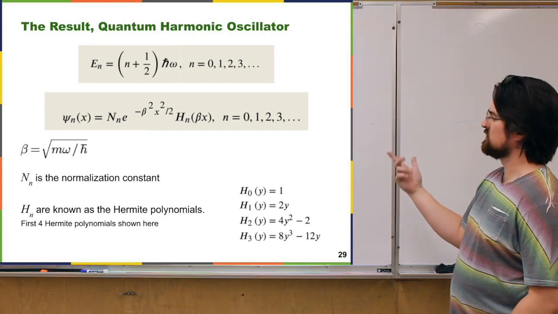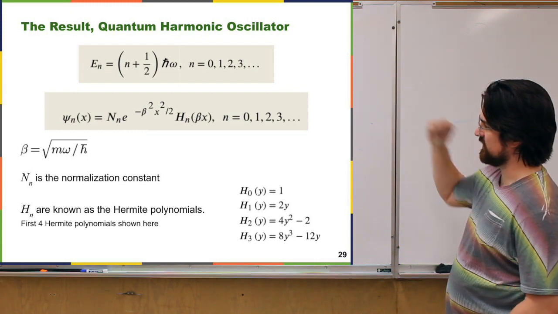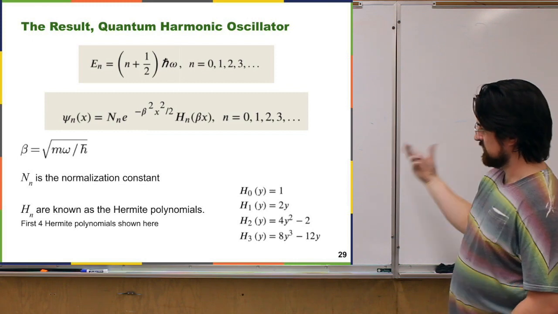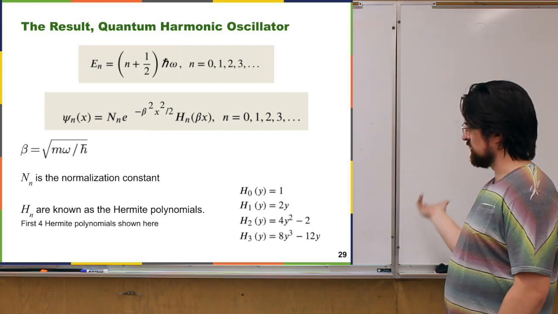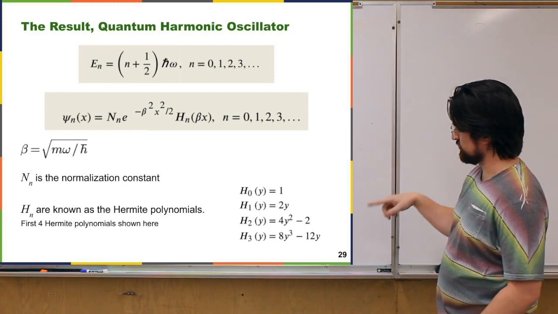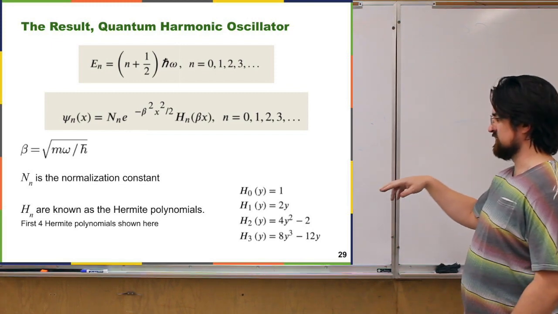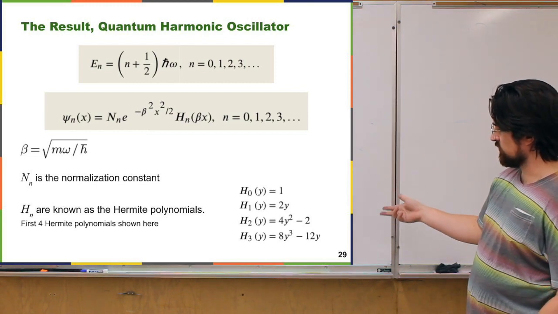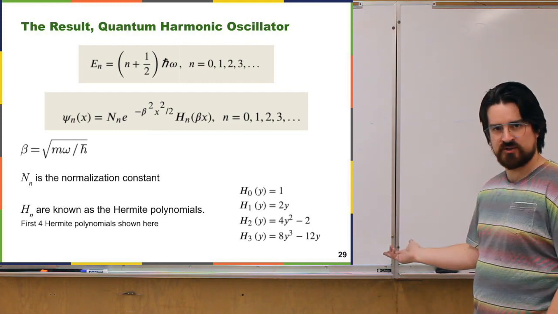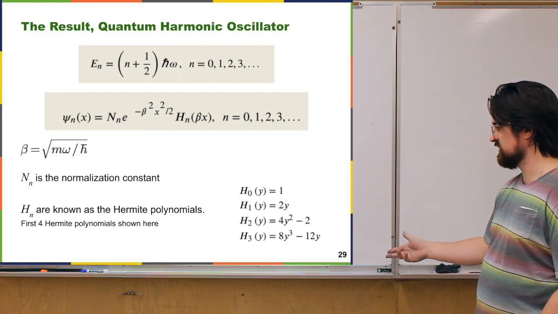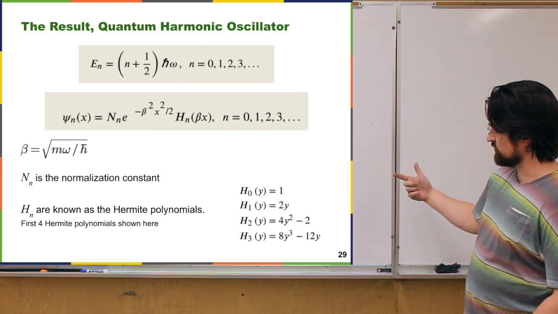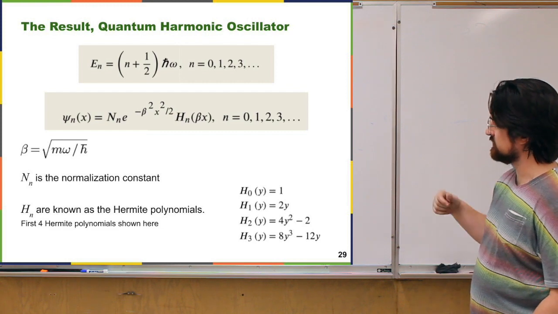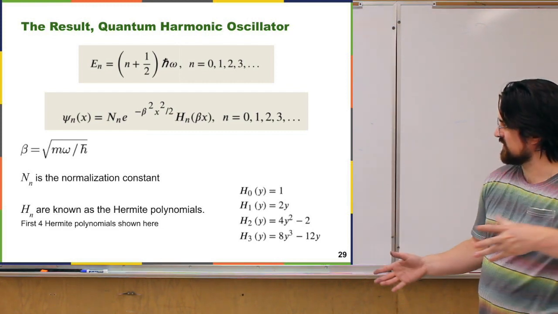So for H of y, instead of beta x, just replace y with beta x and get that form there. For the Hermite polynomial H of y, n equals 0 is just 1, pretty simple. N equals 1 is 2y, this is a linear function. N equals 2, 4y squared minus 2, it's a quadratic function. N equals 3, it's a cubic function. And also notice we're going even to odd functions too. Even, odd, even, odd.